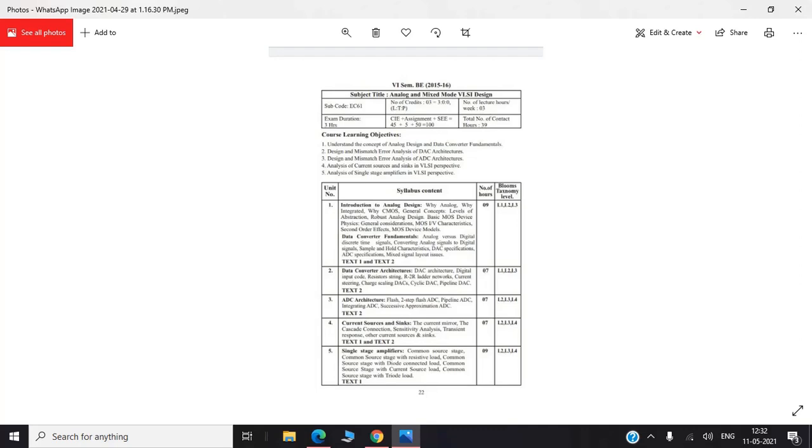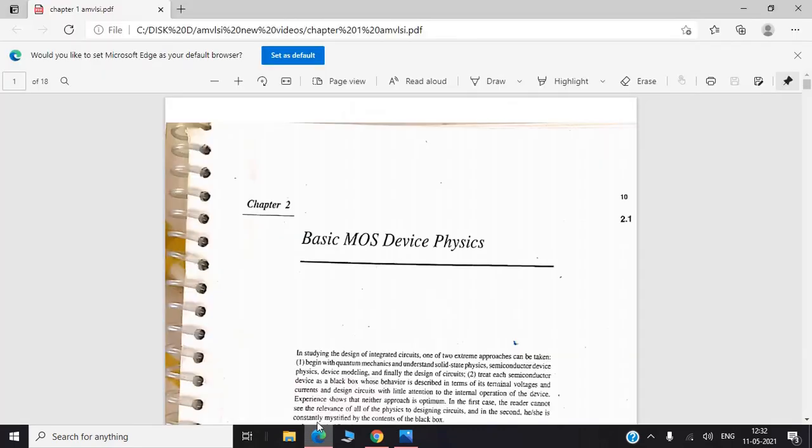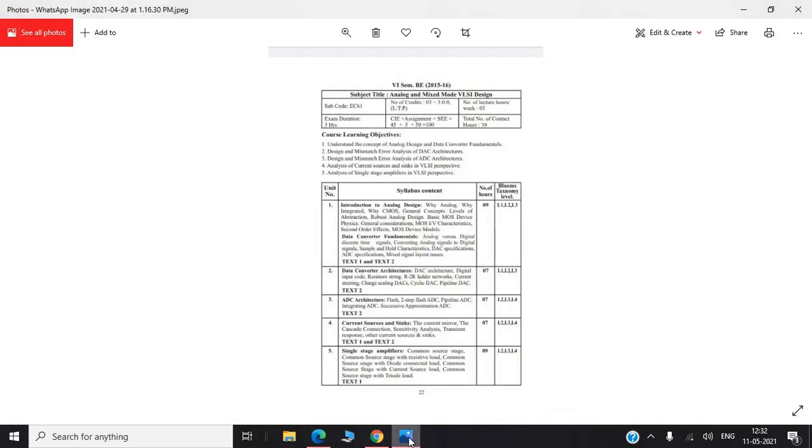And the second unit is data converter architecture, that includes DAC architecture, digital input code, resistor string, R-2R ladder network, etc. The third unit is ADC architecture: flash, two-step flash, pipeline ADC, integrating ADC and successive approximation ADC. The fourth one is current source and sink, and the fifth one is single stage amplifiers. The textbook is Neil West. Today we will be starting with the first unit. The first topic is why analog.